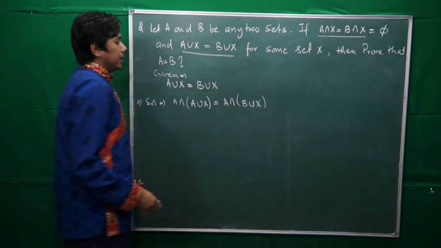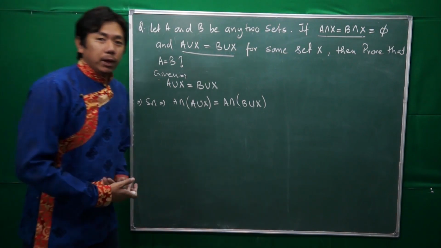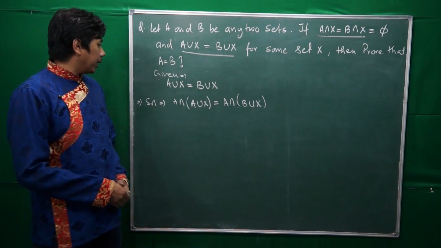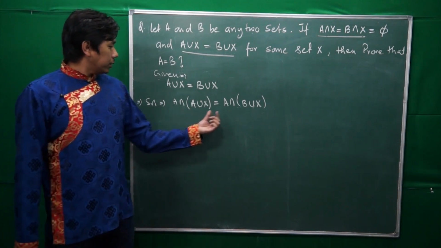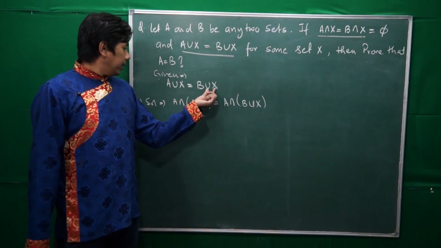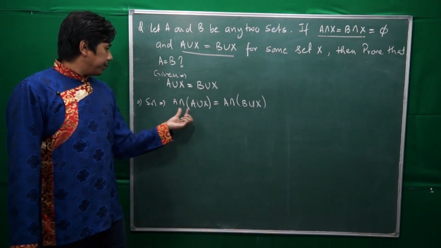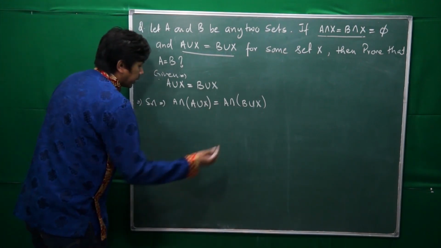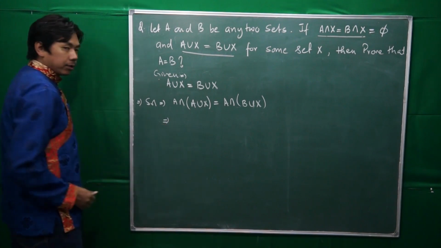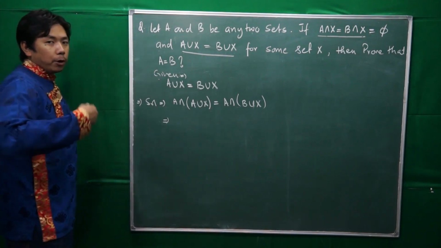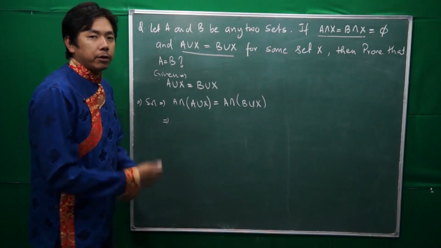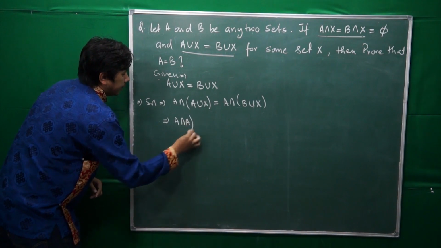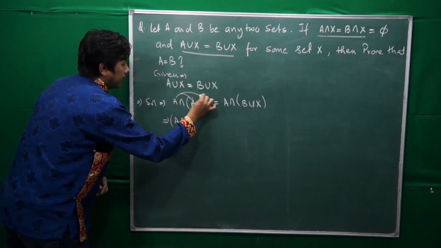If an equal operation is applied on any given equal, the resultant would again be an equal. So this equation does not change. Since the same operation has been applied in both the cases, left hand side equals right hand side. The next step is opening the brackets. By opening the brackets, we are going to apply the distributive law. So this would become A intersection A, this into this, and then this into this.